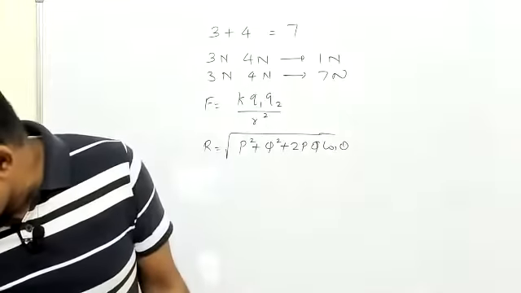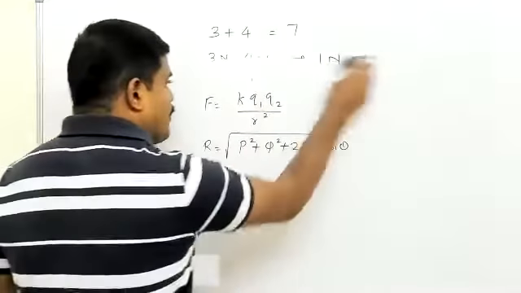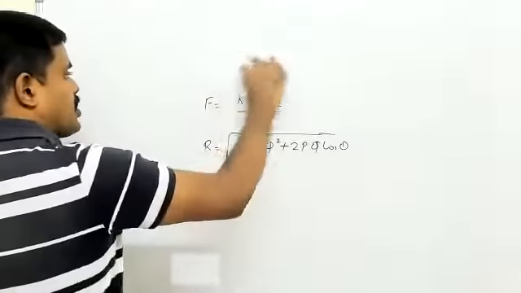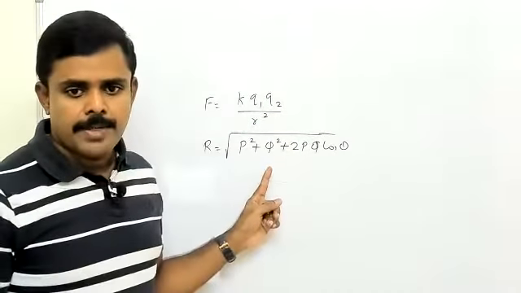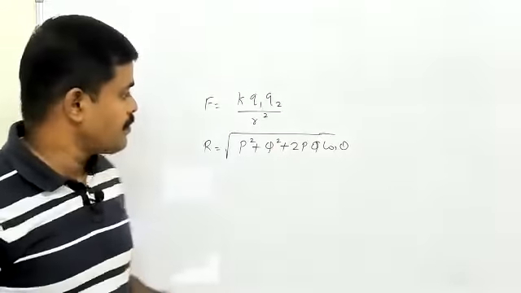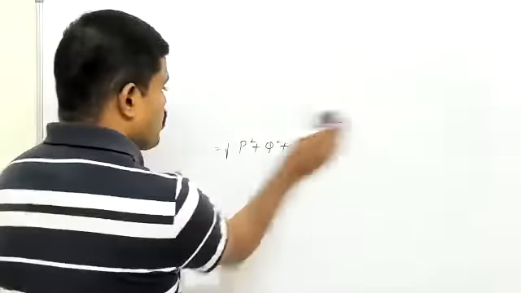Whenever you treat vectors, vectors have direction as well. So whenever you add vectors, you must use this equation: root of P square plus Q square plus 2PQ cos theta. And the force between two charges is given by k q1 q2 divided by r square. Now let us look at the question again.